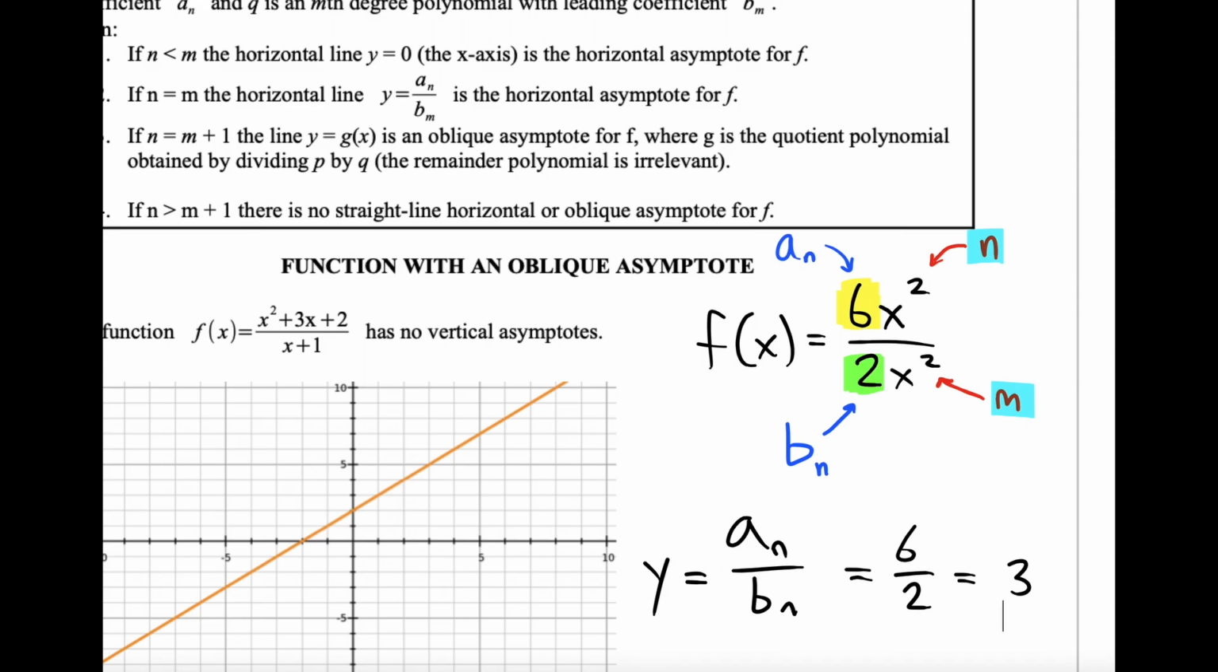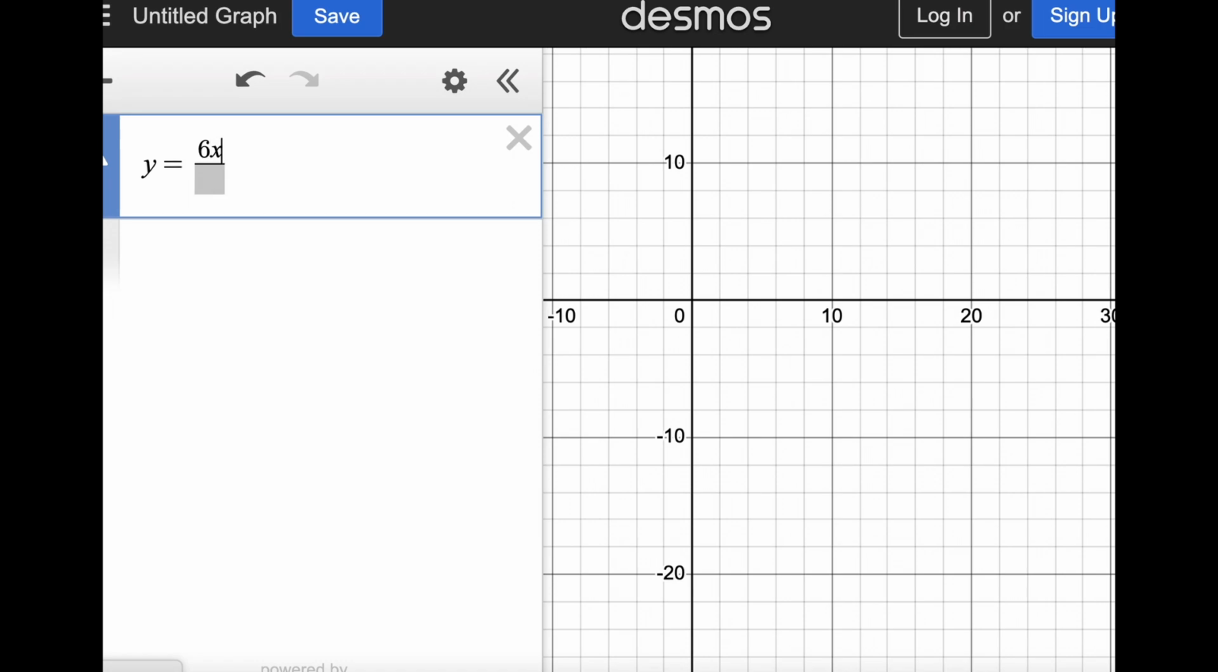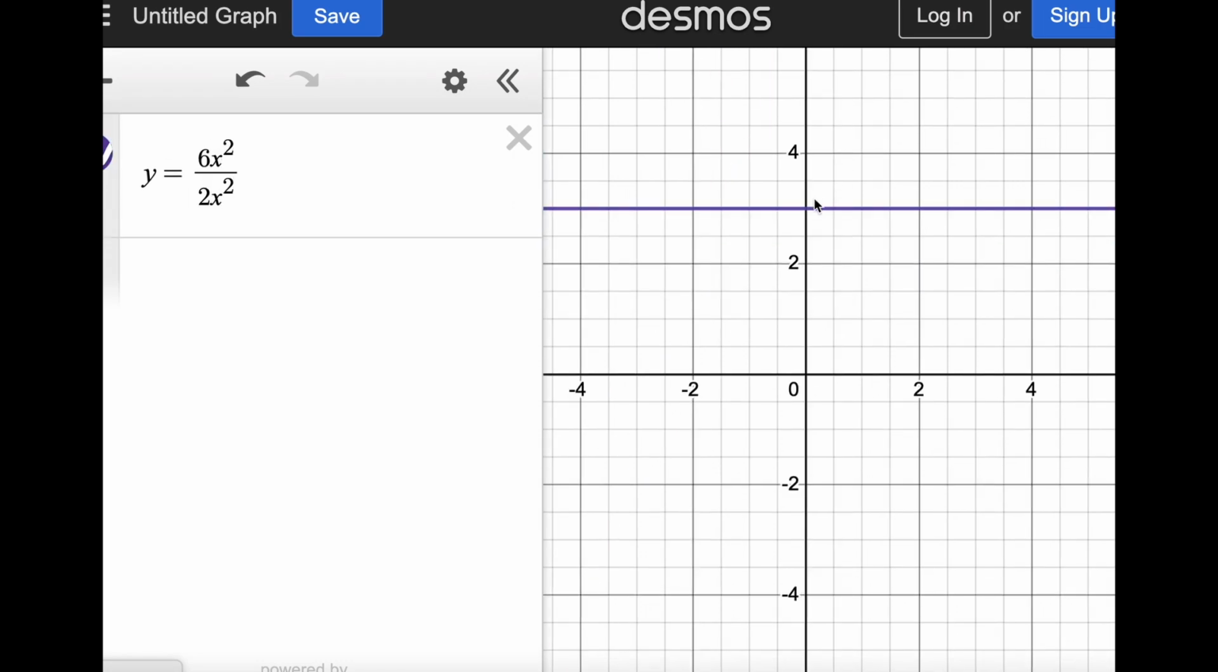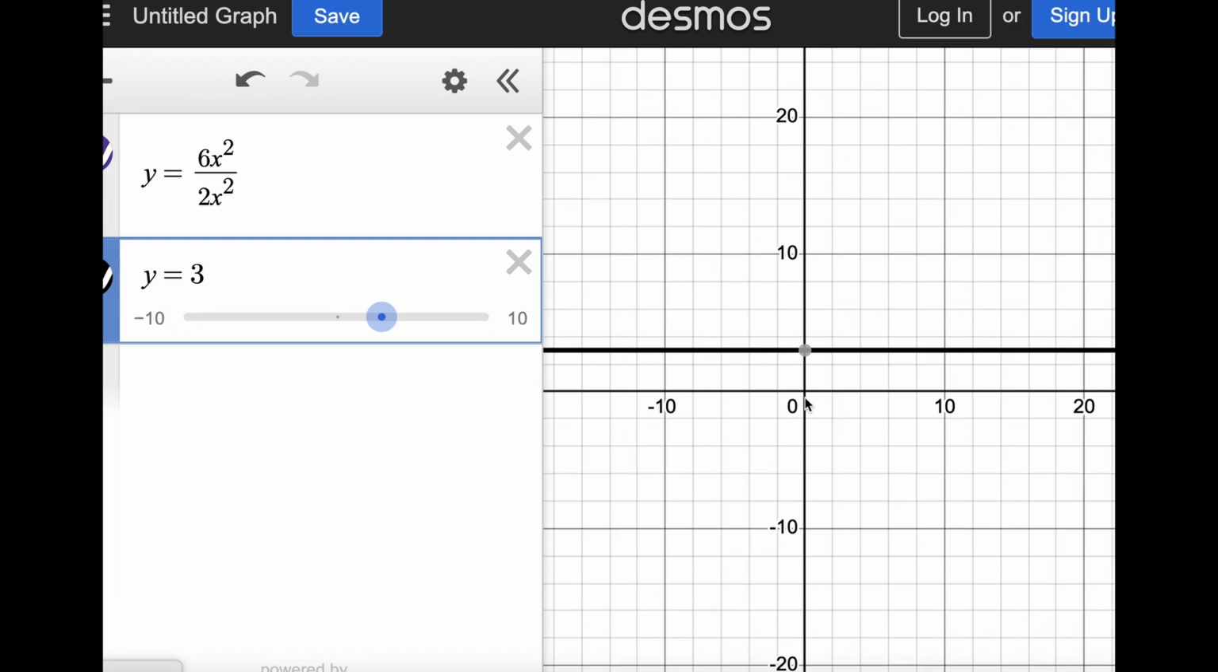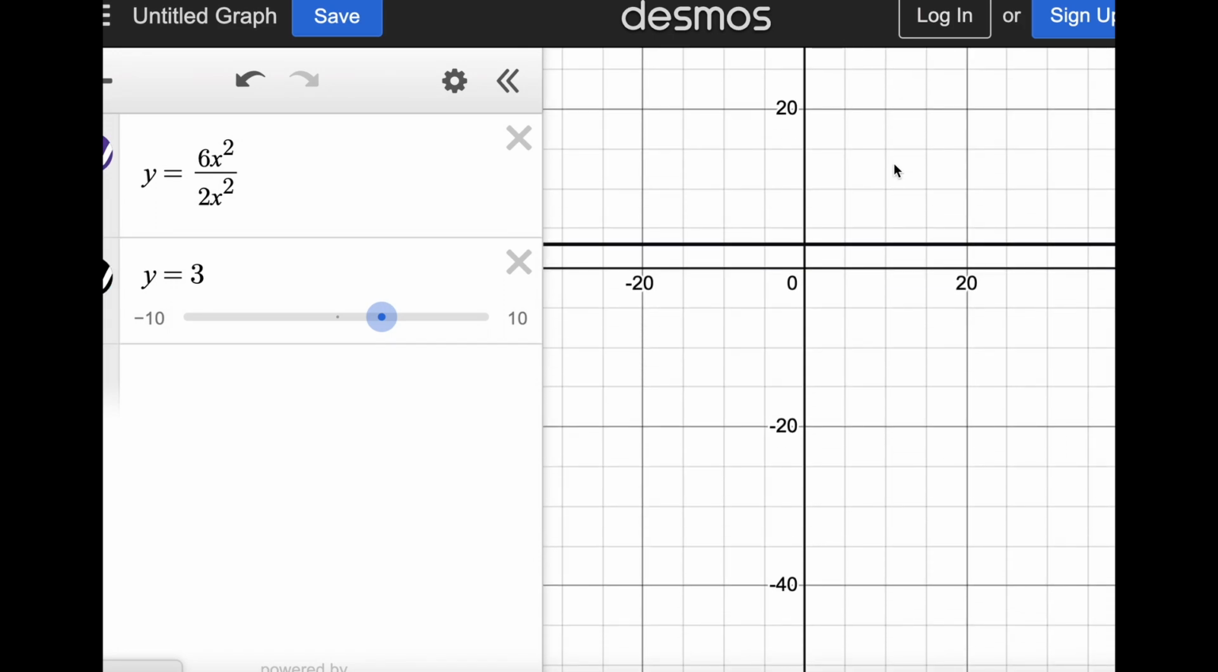So let's try that on Desmos. Okay, yeah, here's 3. Y equals 3 is the horizontal line. Yep. And that is the asymptote. This is an interesting one because it doesn't have any shape other than a horizontal line.